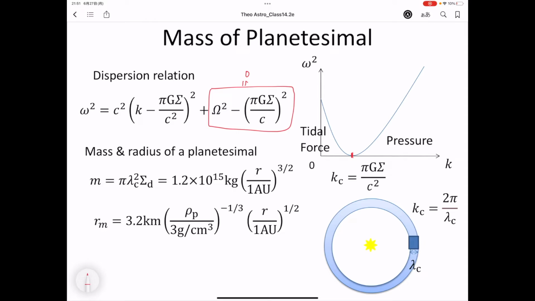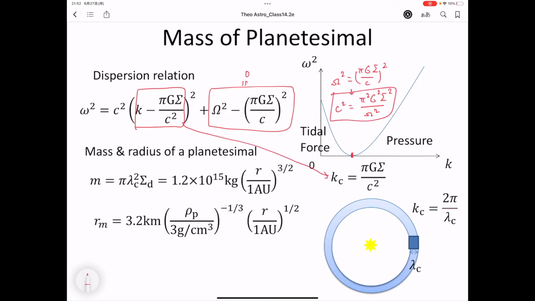So at this point, omega squared equals pi G sigma over C squared. So from this equation, C squared equals pi squared G squared sigma squared over omega squared. In the case of C, the most unstable wave number can be calculated from this equation. By combining these two equations, you can substitute this C squared into this equation.